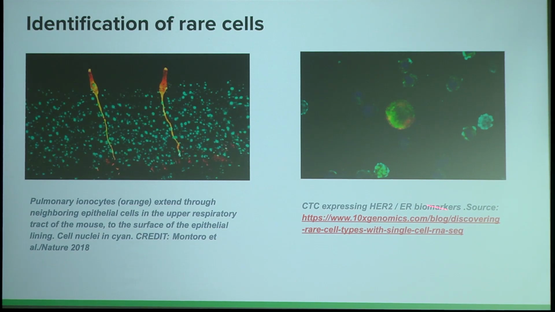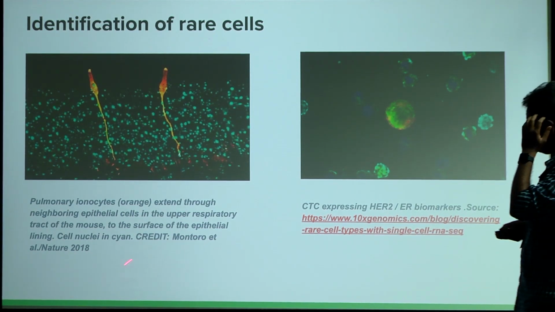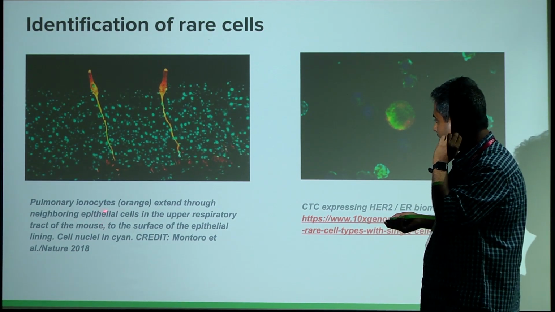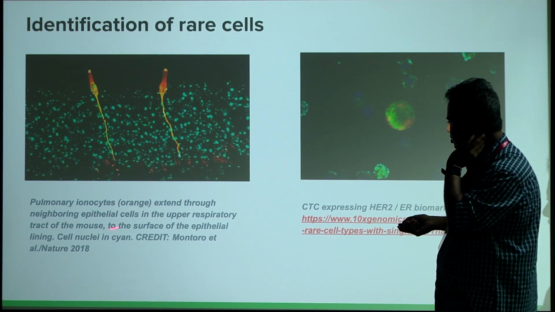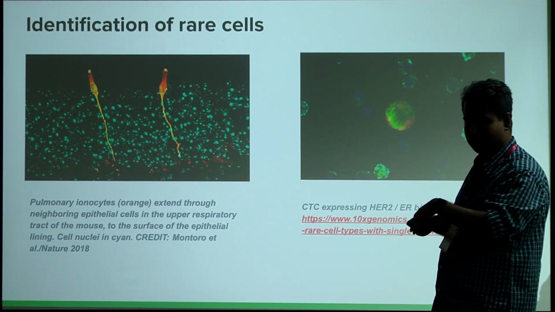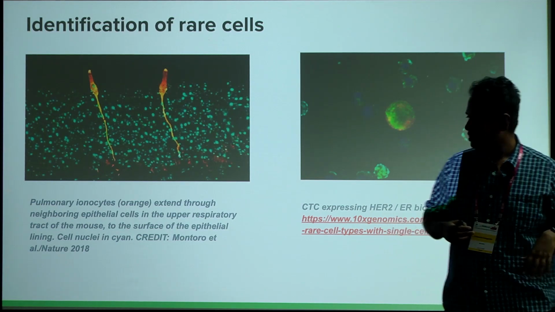Now, how to discover rare cells? These are a couple of examples of rare cells. This is taken from some other study: pulmonary ionocytes in orange extend through neighboring epithelial cells in the mouse airway.